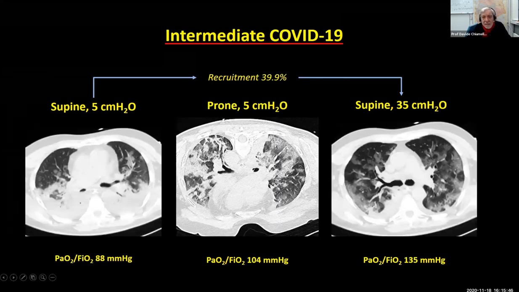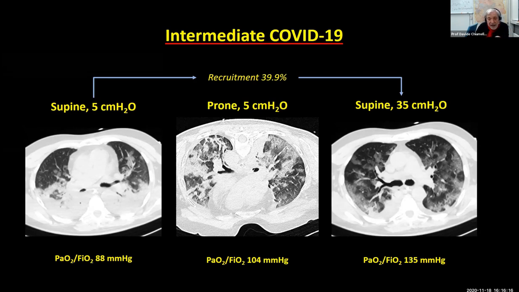Look at this intermediate COVID-19. Supine 5, supine 35, look, I have a tremendous recruitment, 40%. Look in prone position, I have redistribution of density, as in ARDS, as we found in a typical ARDS. PO2 88 under 5, under 35, some increase, not big.